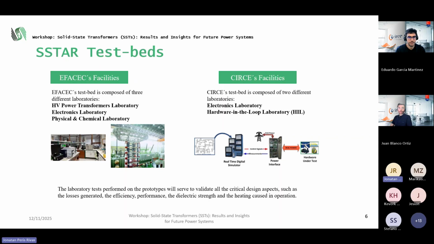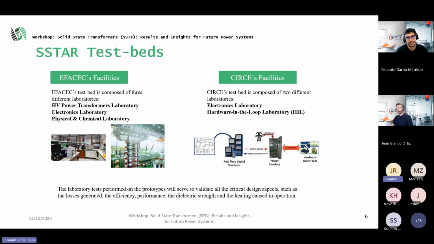And at CIRCE facilities in Spain, the testing takes place in the electronic laboratory, using the hardware-in-the-loop system, which allows us to emulate grid conditions and test the control system in realistic scenarios. These two infrastructures ensure a robust and comprehensive validation of both prototypes of the SSTAR project.